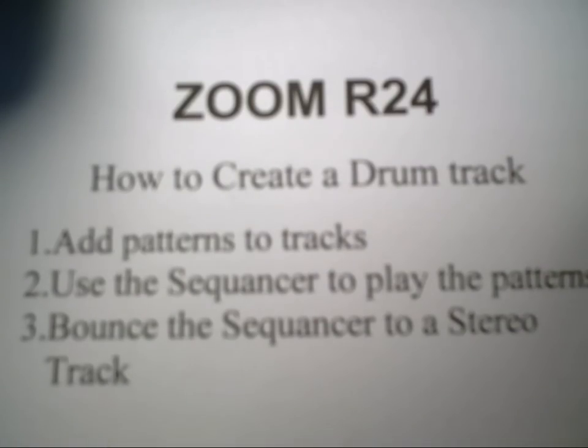How to create a drum track. First thing you do is to add patterns to tracks. Then you use the sequencer to play the patterns, and then at last you bounce the sequencer to a stereo track.